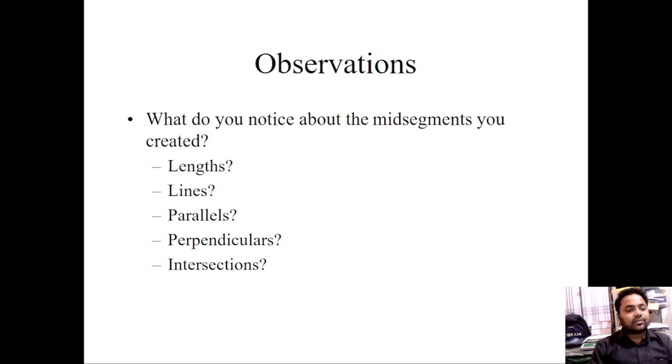About the mid segments, the lengths, lines, parallels, perpendiculars and intersections. So here we are going to discuss the midpoints of the two-dimensional objects.